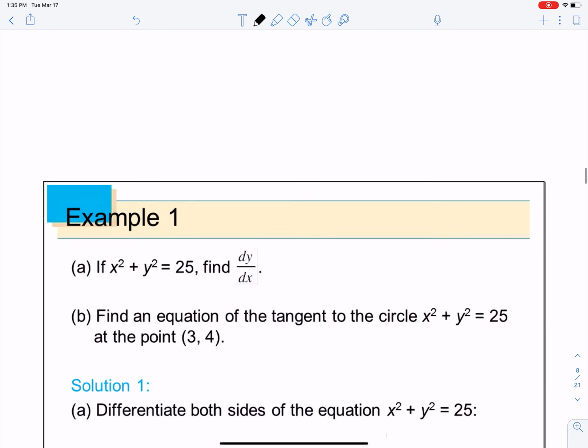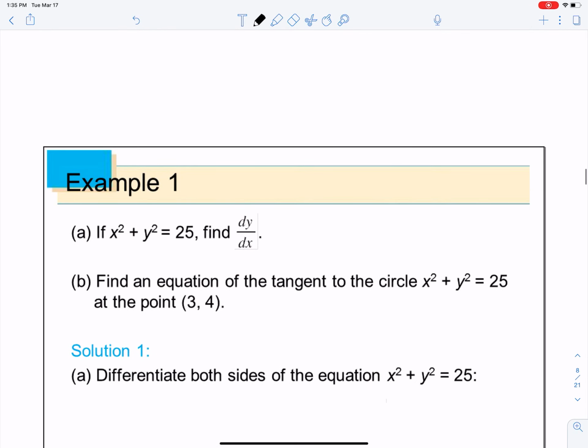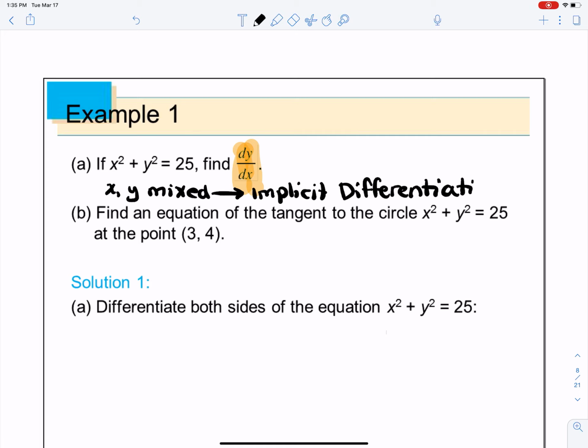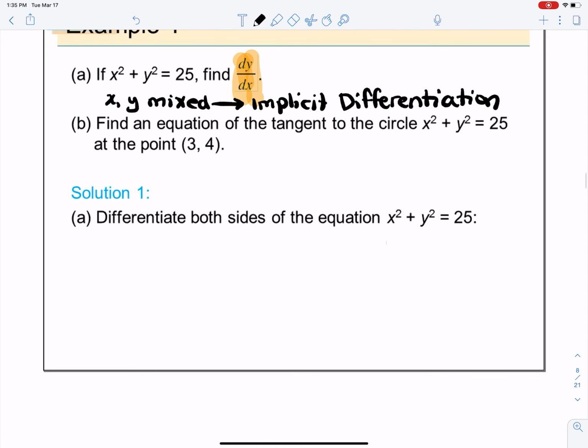Okay, let's keep going. I give you an equation. I want to find dy/dx. You'll notice here x and y are mixed, so we have to do implicit differentiation. So we're going to follow those same steps and do this process again. Okay, so differentiate both sides. The derivative of x squared is 2x.